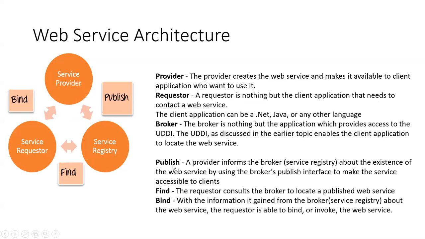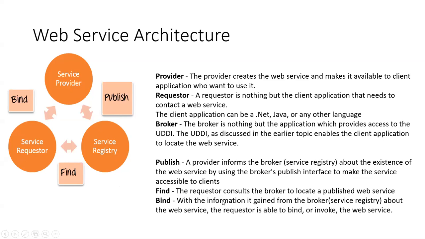Next one is publish. A provider informs the broker, that is the service registry, about the existence of the web services by using the broker publish interface to make the service accessible to the client. So whenever the service registry publishes the web service, at that time the client can use that service. So the service registry must publish the web services that are requested by the service requester.